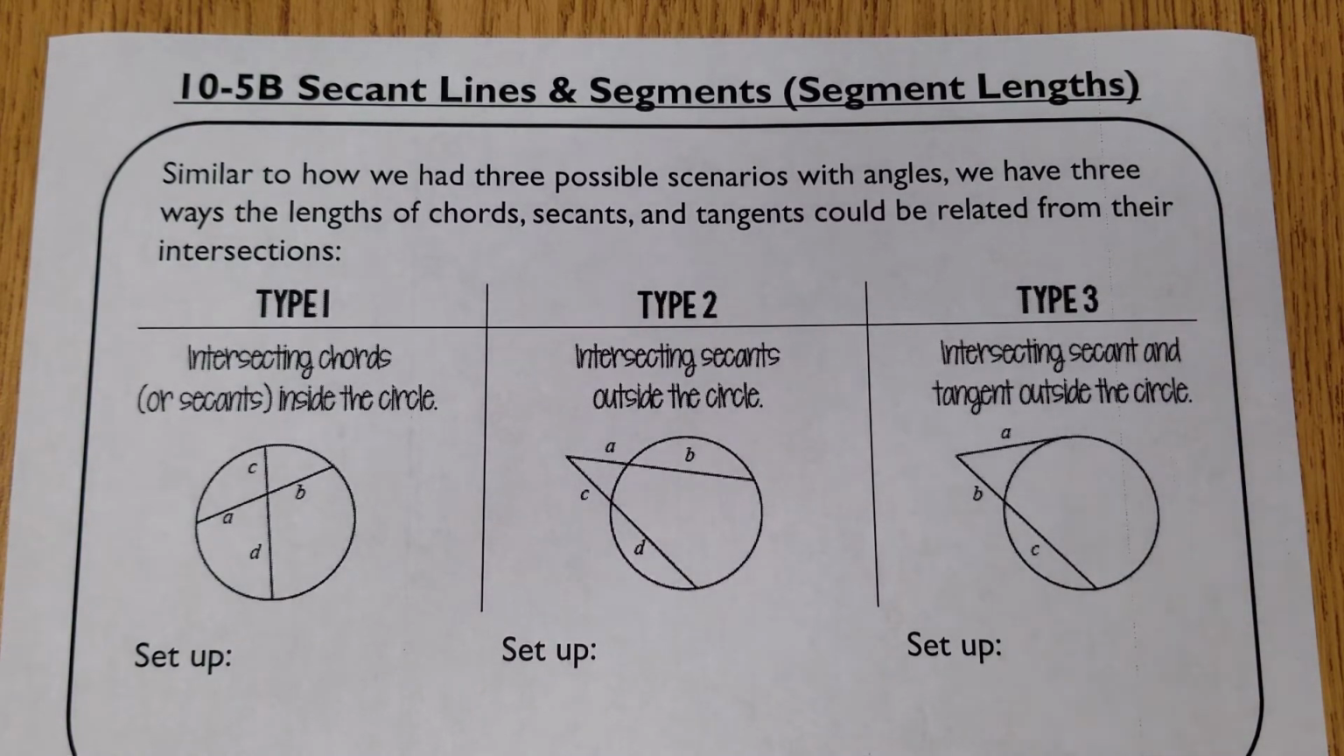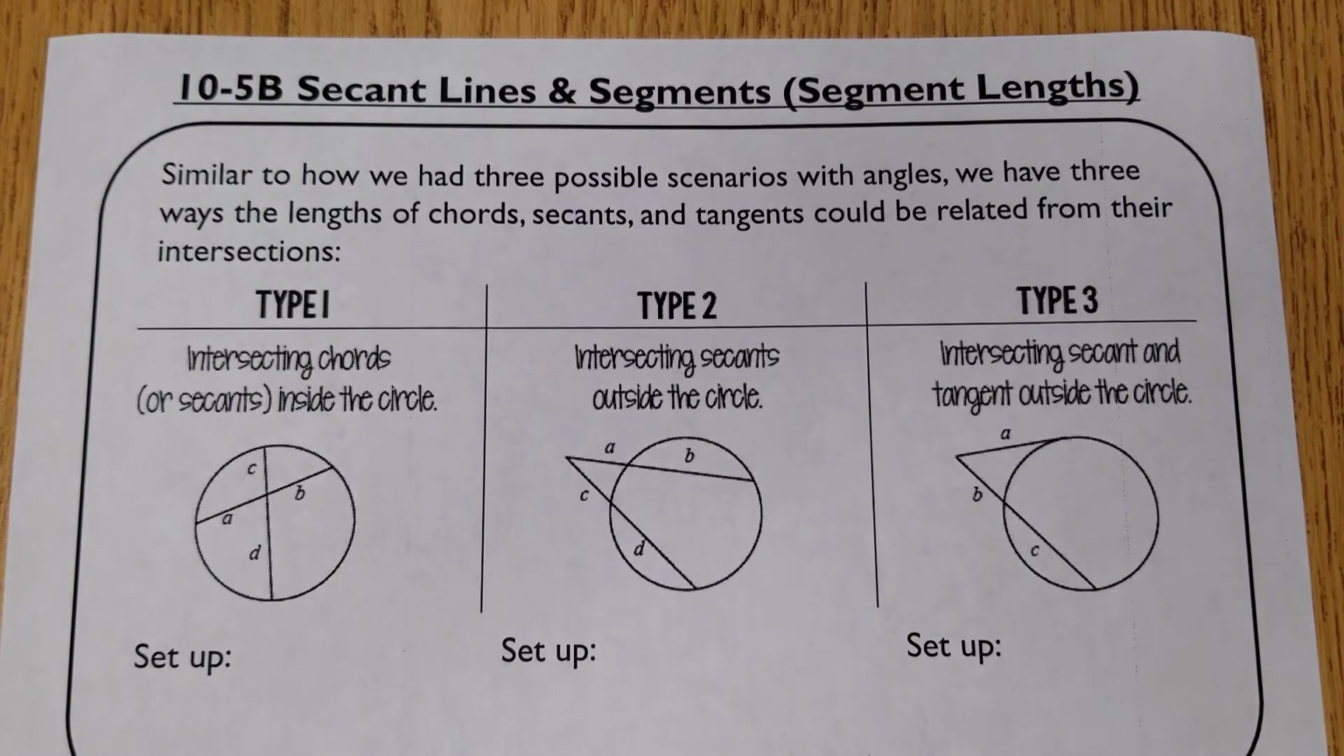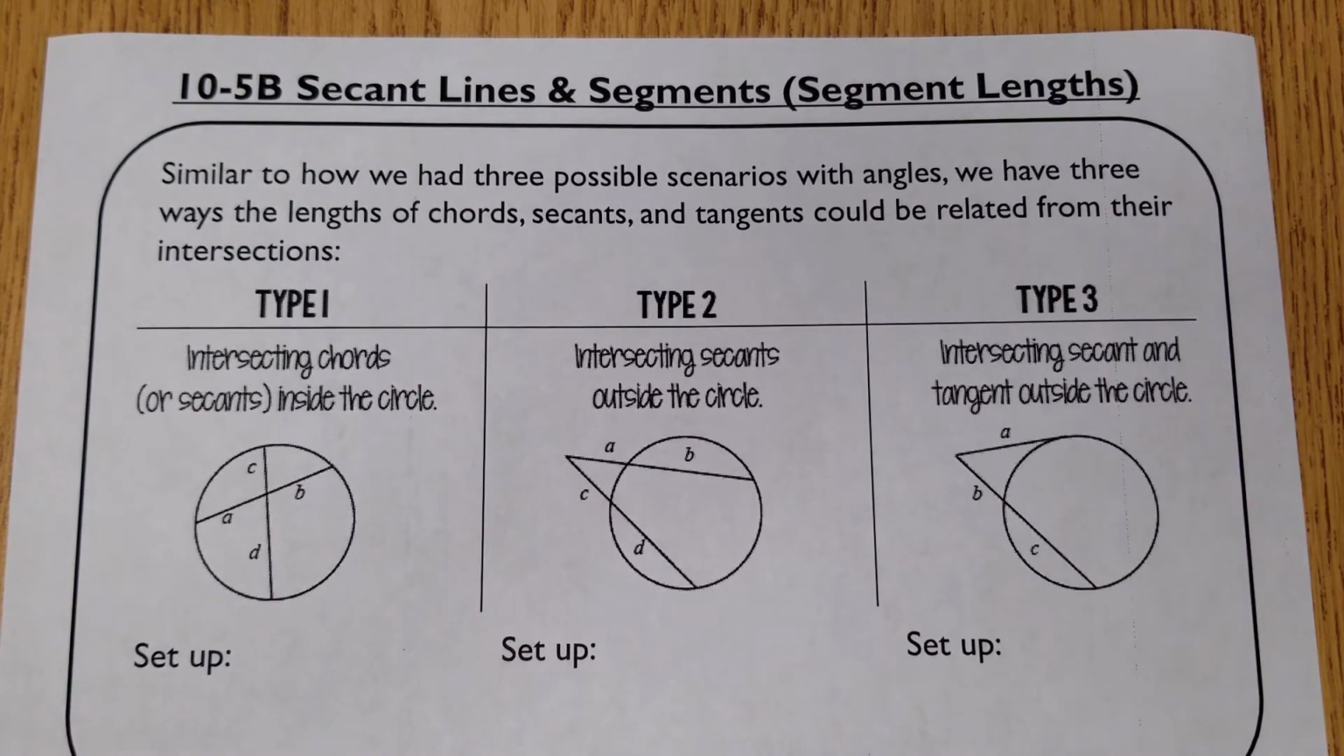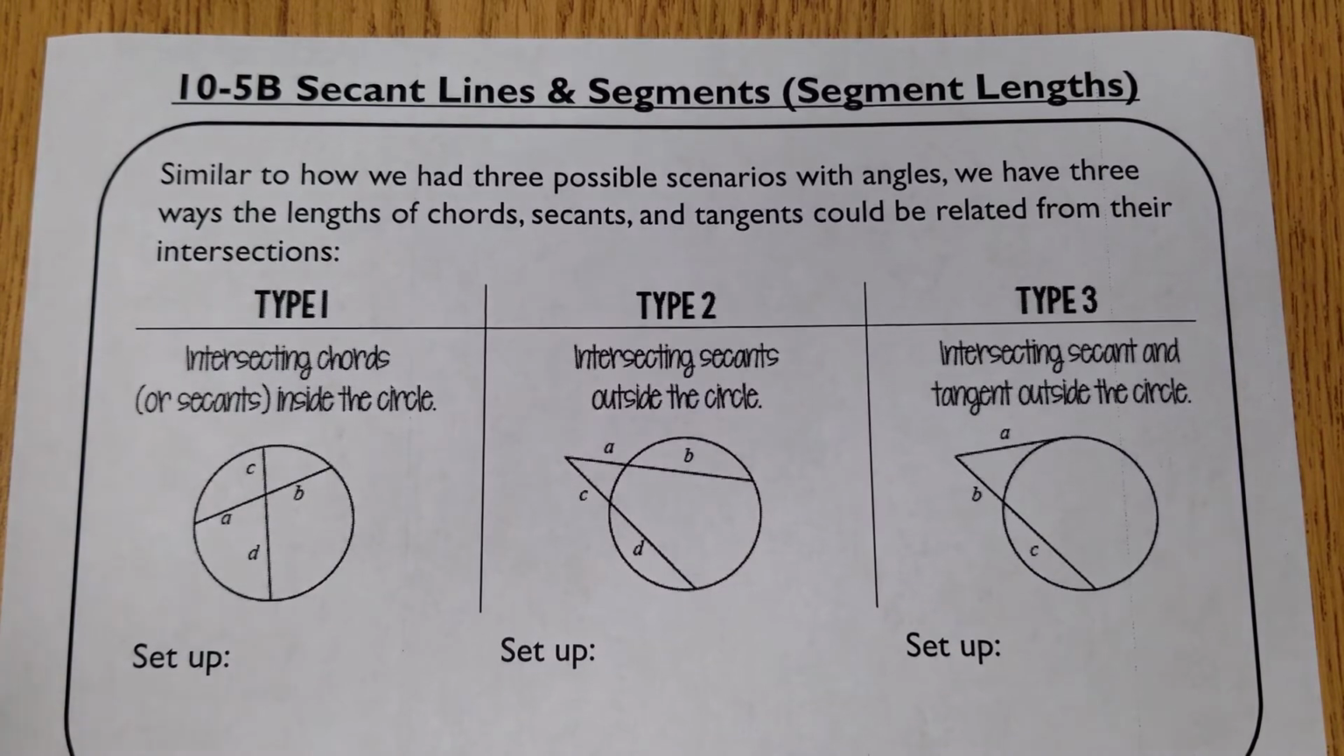Hello everyone. For section 10.5b here, we're going to continue looking at secant lines and segments. As you saw in the previous section and in the previous video, we were looking at the angle relationships that came from all of these secant lines and chords and how they intersect the circle. So now for this half of the section, we explore the side lengths, what happens to the measurements of the lengths as opposed to the degrees and the angles.